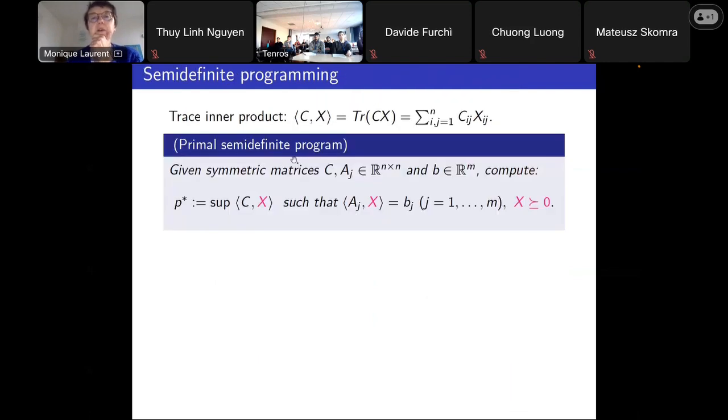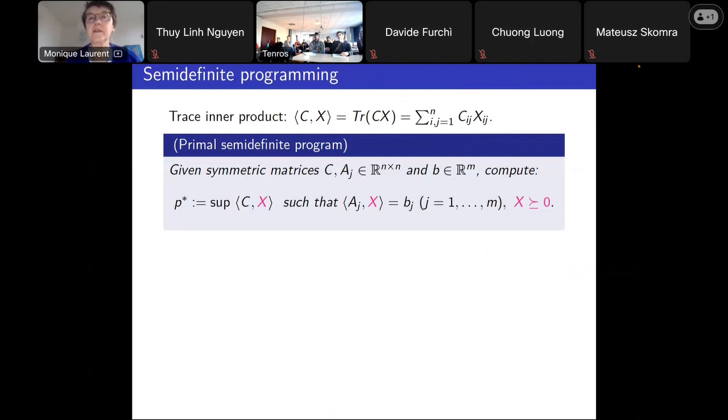So here I've just recalled what a trace inner product is. If we have two matrices C and X, their trace inner product is defined as the trace of C times X, which is just the sum of all products C_ij X_ij. So this is the usual Euclidean inner product.